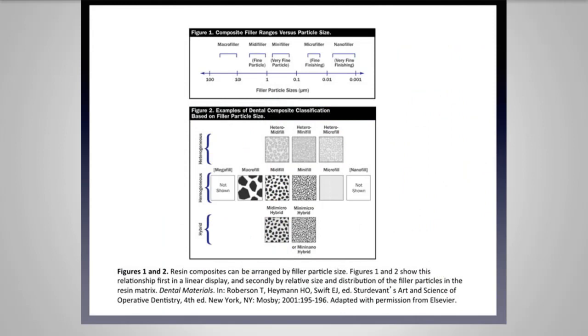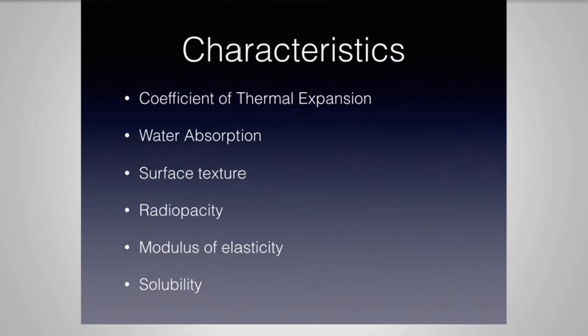And again, if you look at it from a linear scale, as in figure 1, you have the larger particles and the smaller particles moving from right to left. In the lower figure 2, you have examples of the composite classification based on the filler size. The middle one is really the most important. You're looking at the megafill, which is the monster particles inside the resin, the macrofills, which is what I started working with 30 years ago, then the minifills, the microfills, and the nanomicrofills that are going on nowadays.